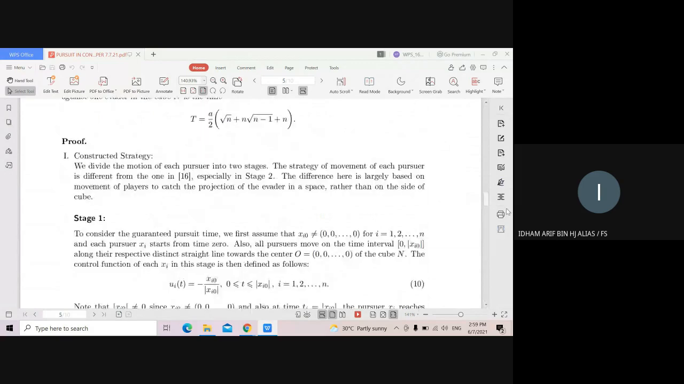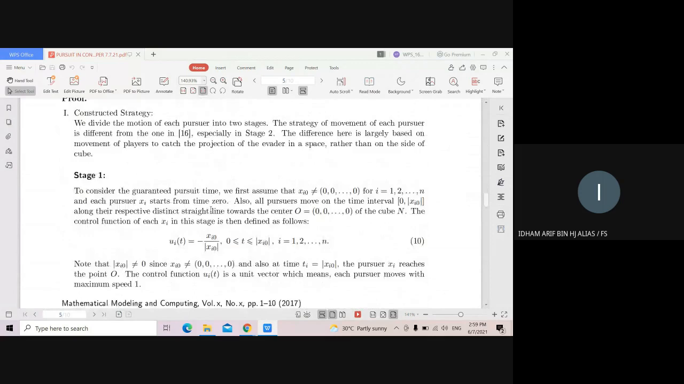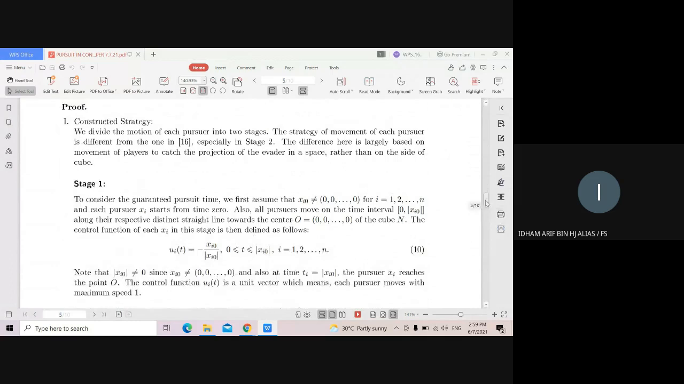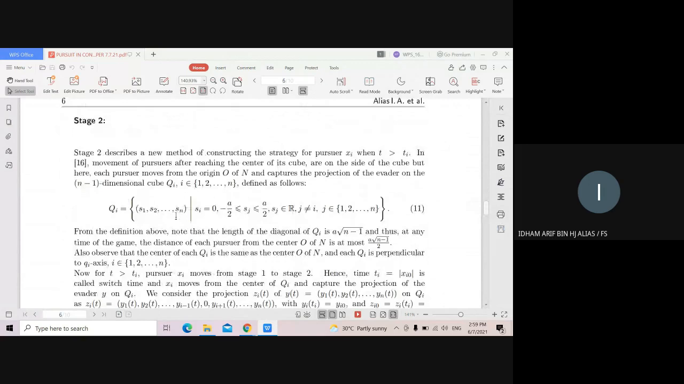In stage 1, because pursuers are all over the cube at time 0, all pursuers move towards the origin of the cube. So that's the first stage. And for the second stage, the central idea of this part, from the origin, the pursuers start to move to capture the evader.